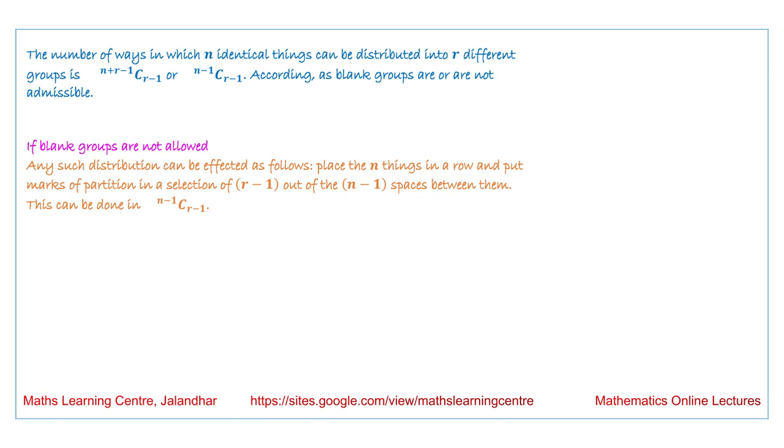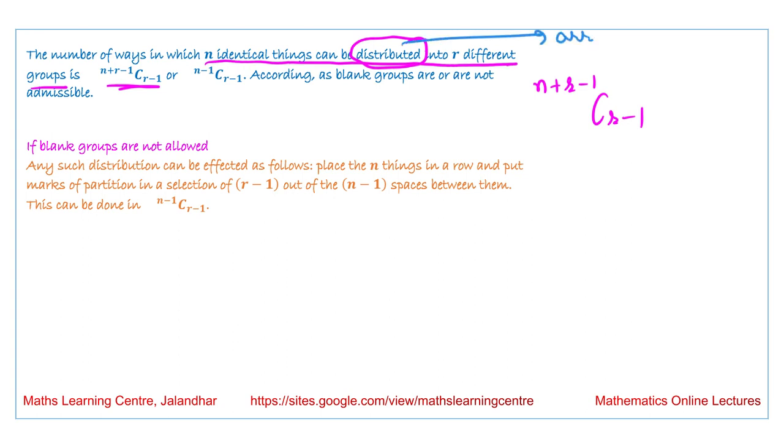Next is the number of ways in which n identical things can be distributed into r different groups. These results we have already seen: when we are talking about distribution, the number of ways is n plus r minus 1 C r minus 1. When we are talking about the number of arrangements, we multiply this with n factorial. Now we are talking about distribution.